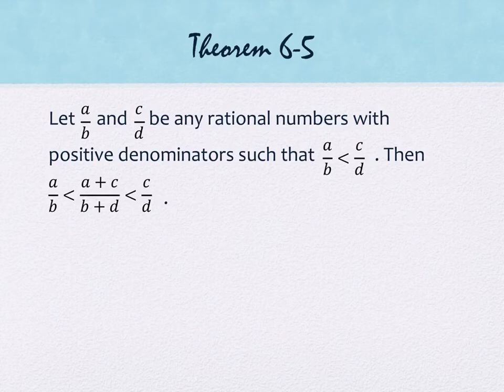6.5 says that if you have the numbers a over b and c over d, and a over b is smaller than c over d, you can actually add just the numerators together and just the denominators together, which is not the same as adding fractions, right? That's not the same at all. We'll talk more about adding fractions later, but it is not the same. But you will still end up finding a number that is between a over b and c over d.